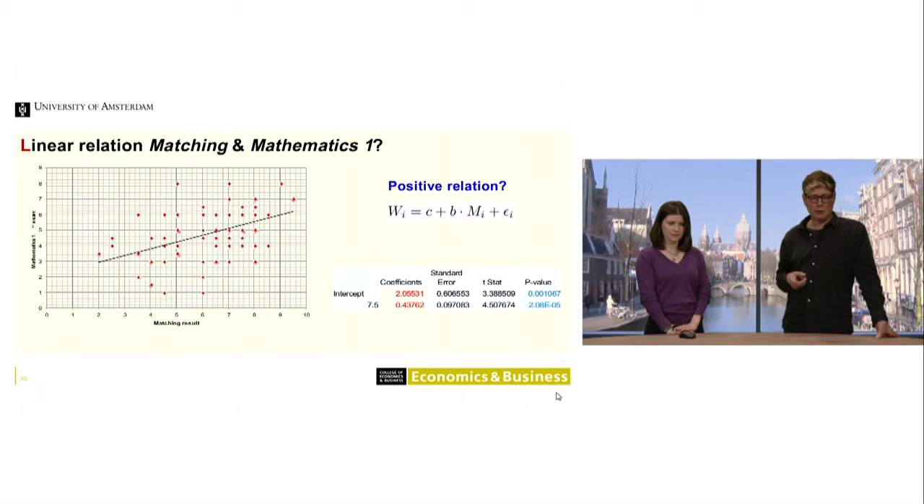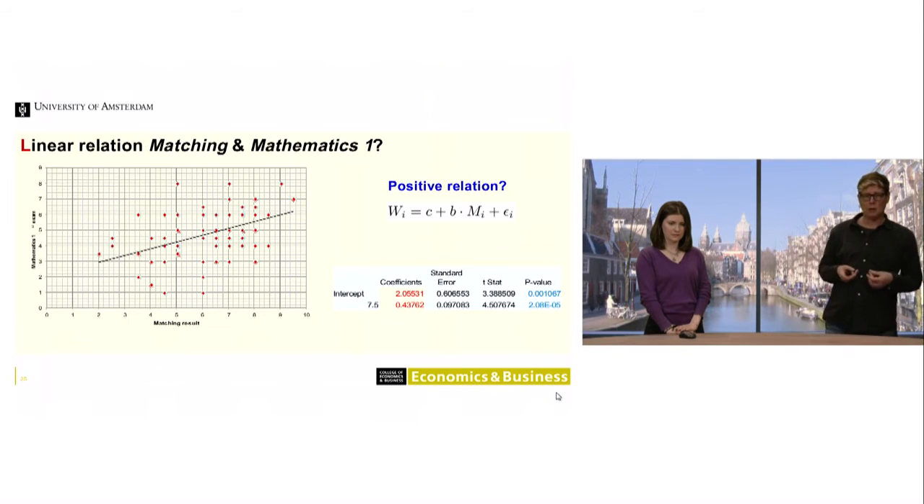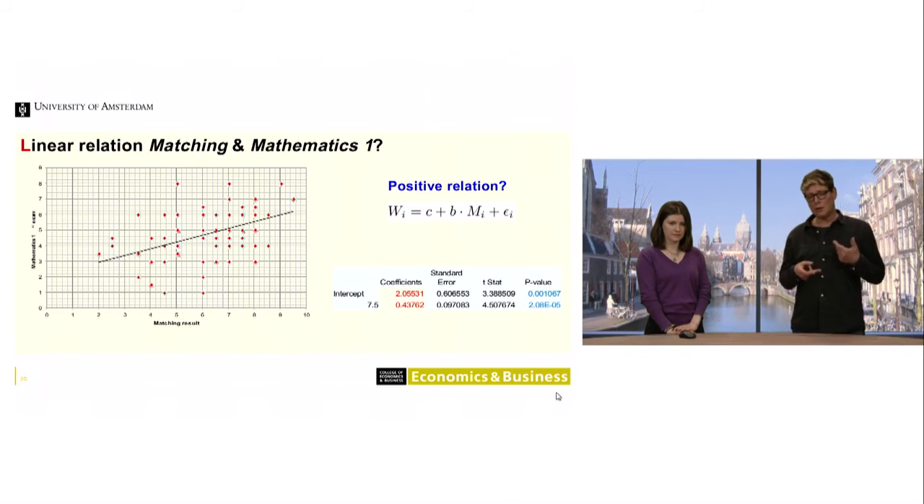So what we do in econometrics is that we assume some relations. Here we have a linear relation. W_i is the mathematics grade and M_i is the matching grade. We assume that W_i is c plus b times M_i. So there's a linear relationship between them, and we look at how good this model is compared to the data that we observe.